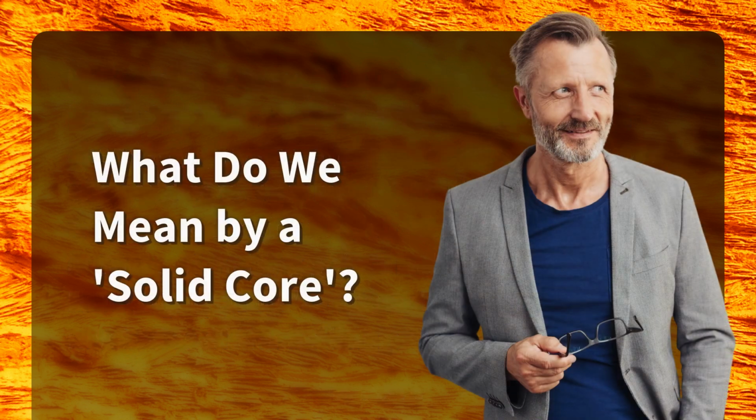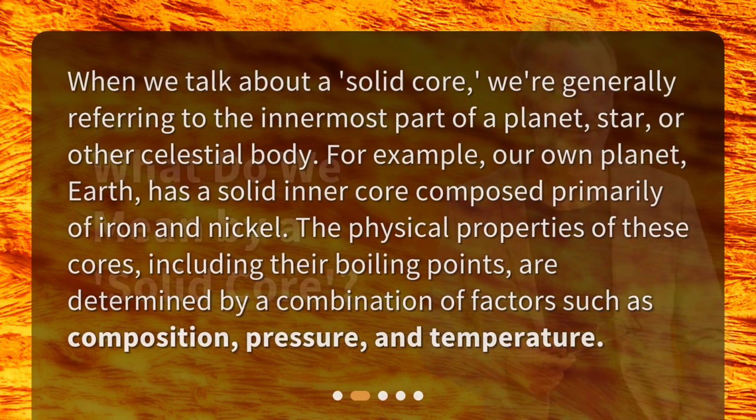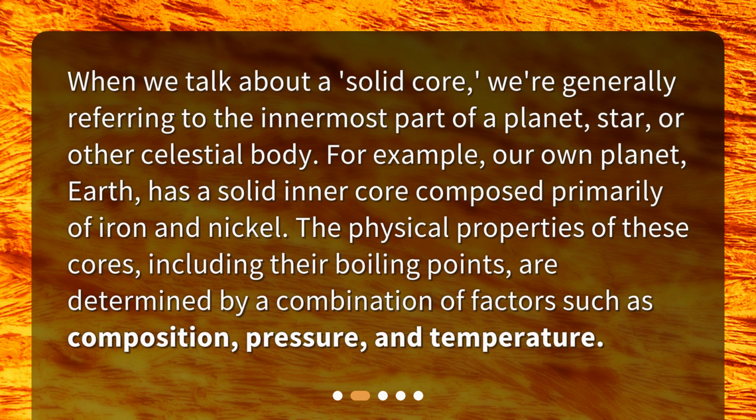What do we mean by a solid core? When we talk about a solid core, we're generally referring to the innermost part of a planet, star, or other celestial body. For example, our own planet, Earth, has a solid inner core composed primarily of iron and nickel. The physical properties of these cores, including their boiling points, are determined by a combination of factors such as composition, pressure, and temperature.